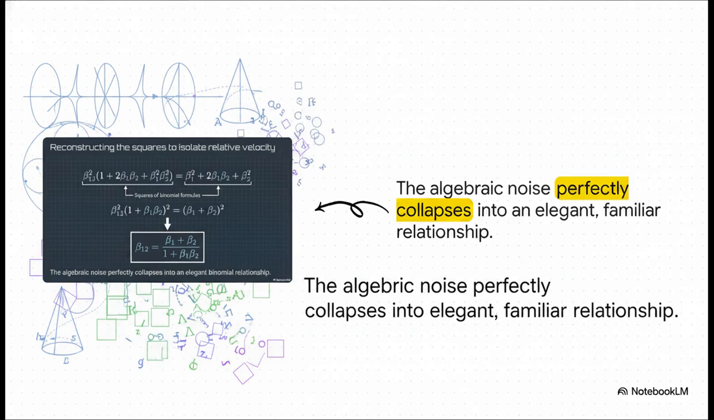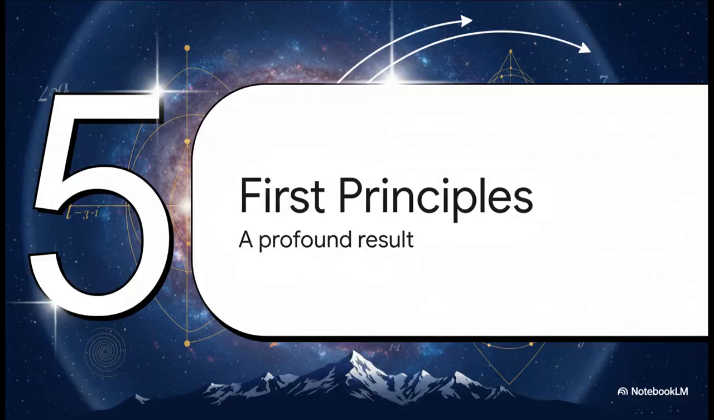And this is the payoff. After we move all those terms around, all that algebraic noise just collapses. It turns out both sides of the equation were perfect squares all along. And what it reveals is this incredibly elegant and very, very familiar relationship. So after all of that math, we've finally made it to the top of the mountain. And the view from up here might just change the way you think about physics.